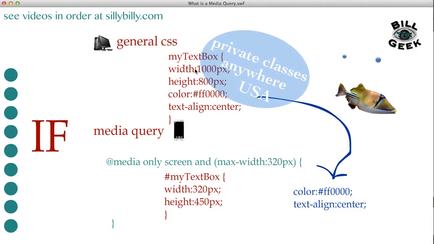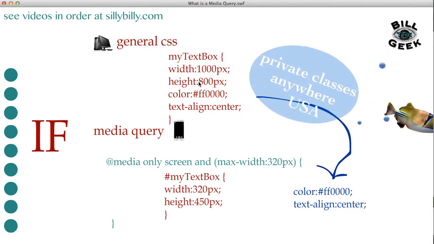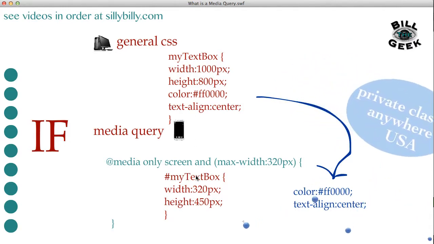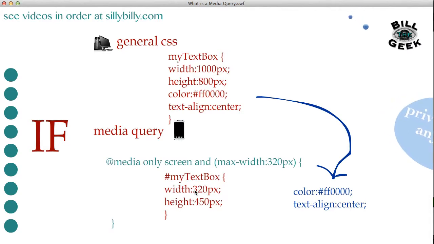The general CSS up here is 1000 by 800, but if it sees the smartphone that is in portrait mode, it's going to change whatever you show them to 320 by 450. But notice I didn't change the color and the text align. I left that out because whatever you put up here in your general CSS, that's processed first, so only things that you are going to change would show up down here in your media query.